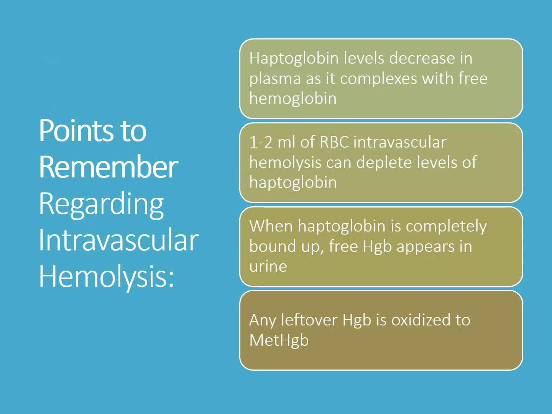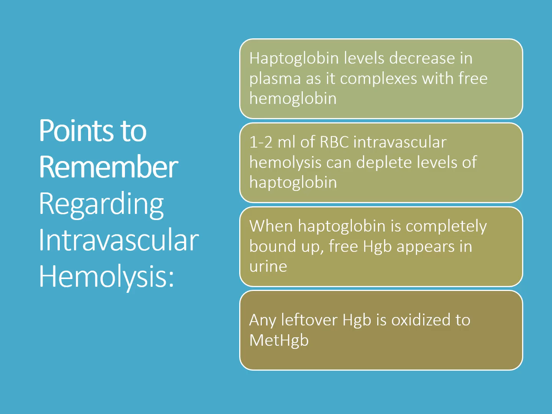So regarding intravascular hemolysis, there are a couple of points to remember. The levels of haptoglobin are going to decrease in the plasma as it complexes with the free hemoglobin. So as free hemoglobin increases, haptoglobin levels decrease because they are all bound up with that free hemoglobin that's in circulation. We have 1 to 2 mL of red blood cell intravascular hemolysis, which can complex levels of haptoglobin. So that's not a lot.